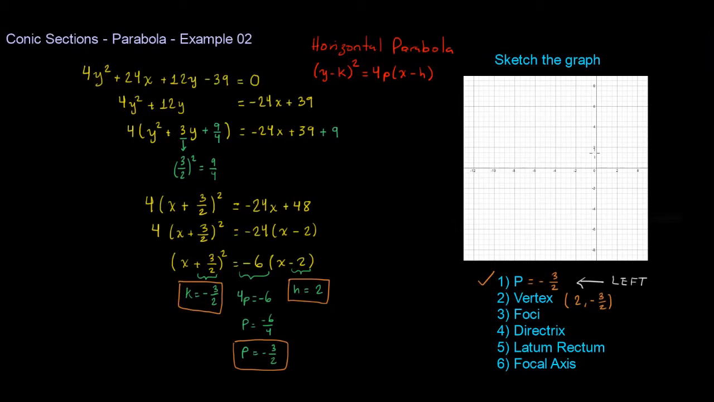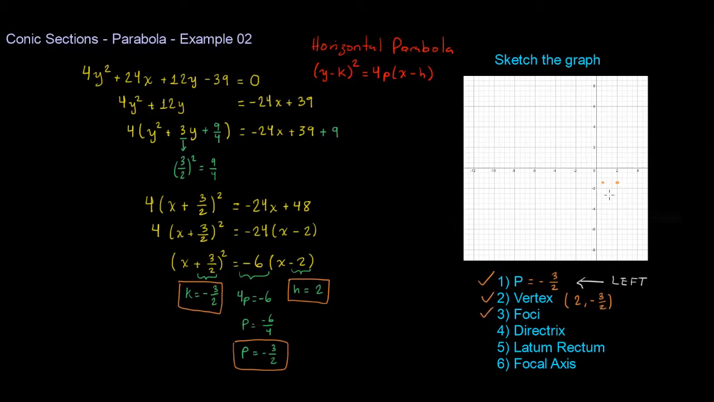So from here I'm going to sketch the graph. 2 comma negative 3 over 2, which is negative 1.5, will be around here. Now the value of p is going to open to the left. It's negative 1.5. 1.5 would be around here. Now that will be so this was the vertex. This one is the foci. We're done with the vertex, the foci.